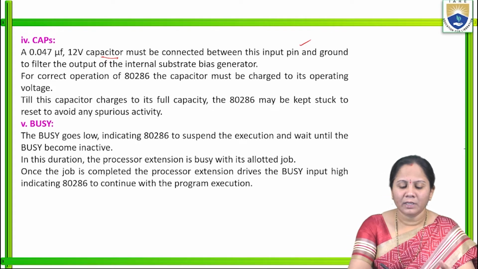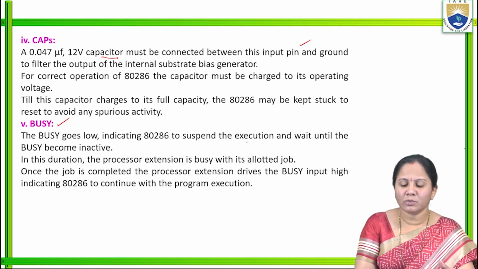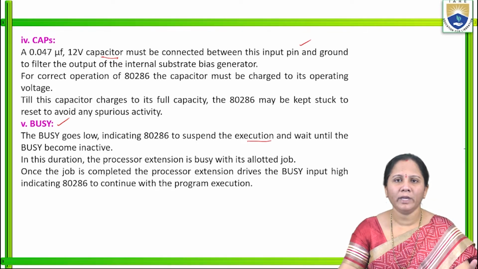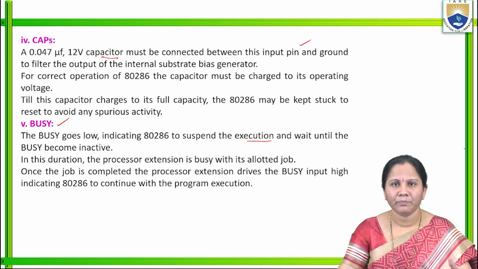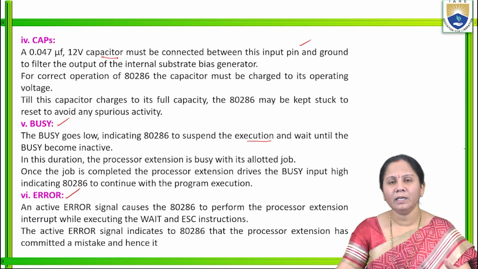And next pin here, busy. So if that busy signal is enabled, 80286 is going to suspend the execution and it will wait until the busy signal becomes inactive. And here, this is the error signal.